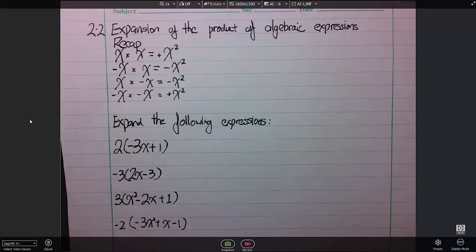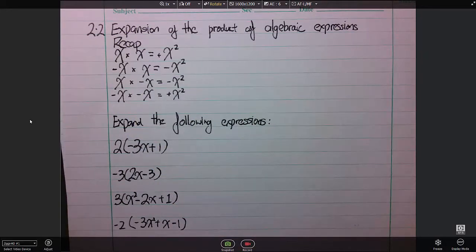Today I'm going to do chapter 2.2, expansion of the product of algebraic expressions. The first thing I want to do is a recap of what you have done in Secondary 1. In Secondary 1 we have learned that a positive number times a positive number gives you a positive number. x times x is x squared.